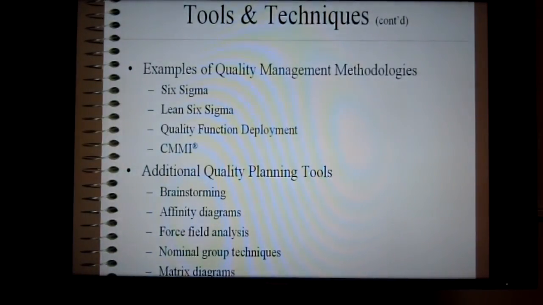To extend it a bit further, some examples of quality management methodologies include Six Sigma, Lean Six Sigma, Quality Function Deployment, and CMMI. Additional quality planning tools are brainstorming, affinity diagrams, force field analysis, nominal group techniques, and matrix diagrams.